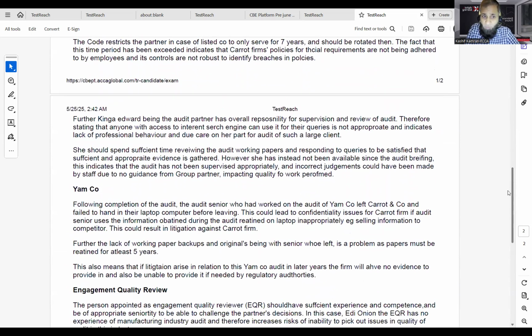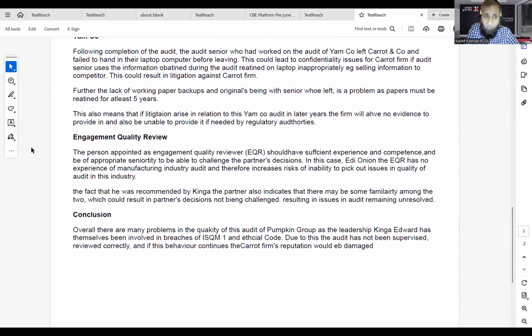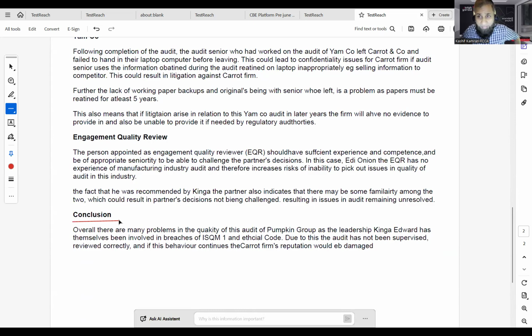See, then the student put the heading of YAM, then the engagement quality review, and the best part, again, the student put the heading of conclusion. So wonderful approach, right? At least the student followed my wordings in my lecture that do give a conclusion to a quality management answer. Is everyone clear?